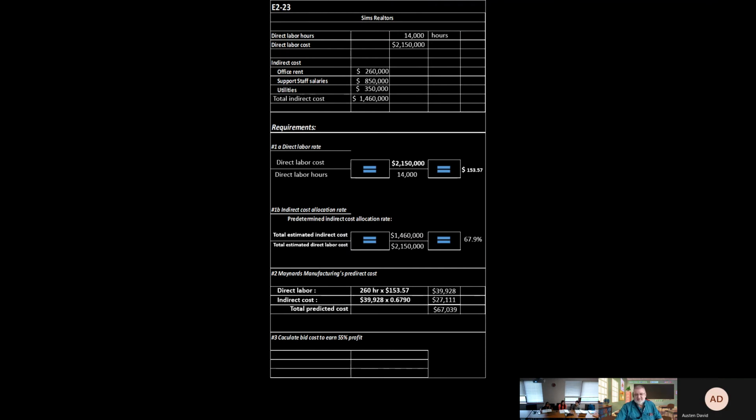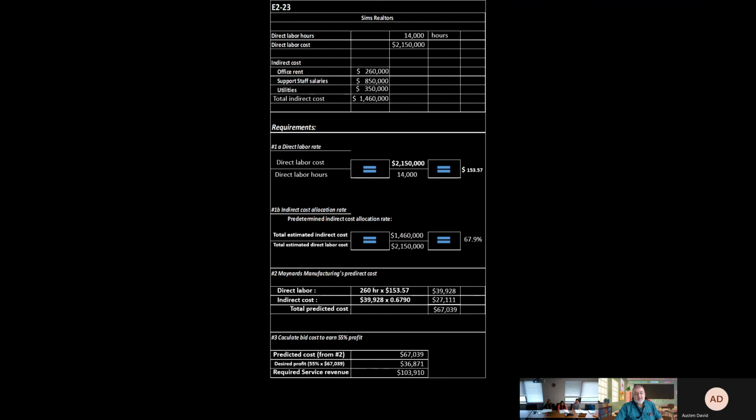Could you take what we just got, the total predicted cost, times 55%? Okay, so the total predicted cost times 55%, and add those two together, and that's how much we would be billing that company.